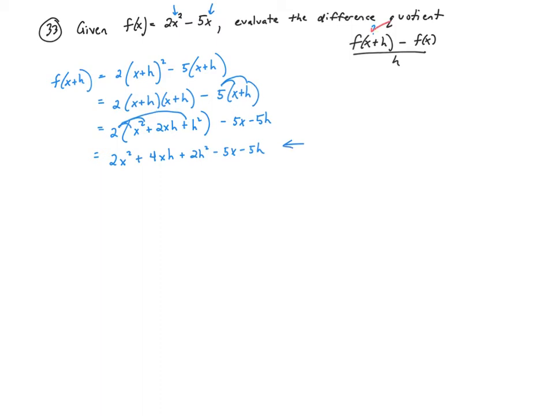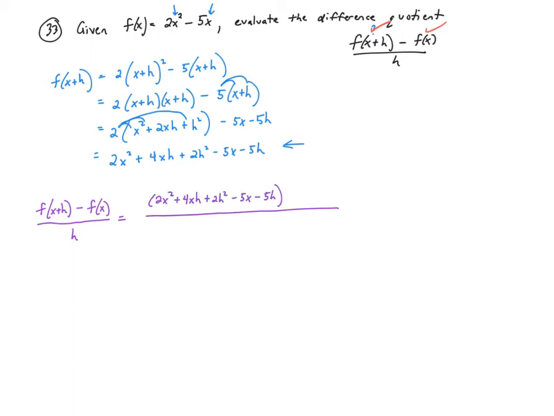So therefore, check, we have f of x plus h. Check, we have f of x because that's given in the problem. So we're ready to evaluate the difference quotient. The difference quotient equals, first, substitute in f of x plus h. Next, we have a minus sign, and we should substitute in f of x, which is 2x squared minus 5x. It's important to use parentheses here because we need to distribute this negative to both terms. And we have divided by h.